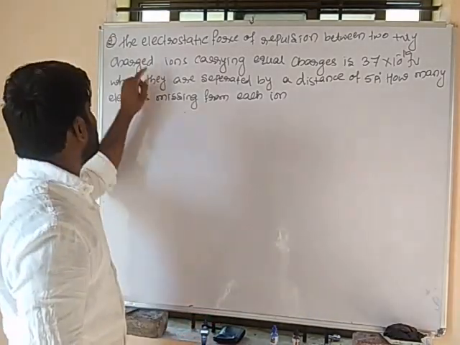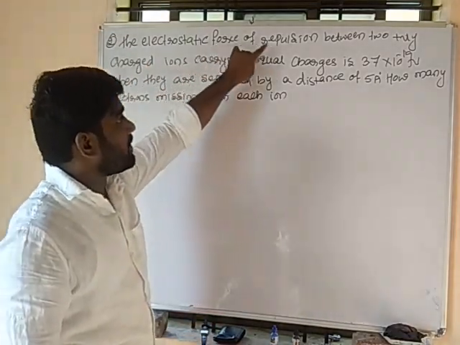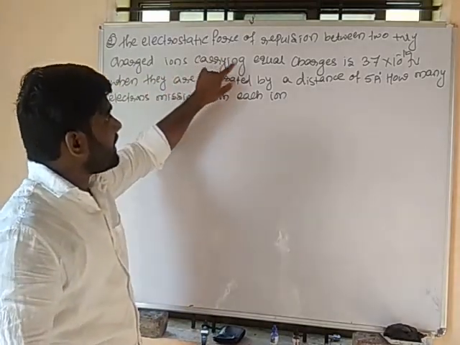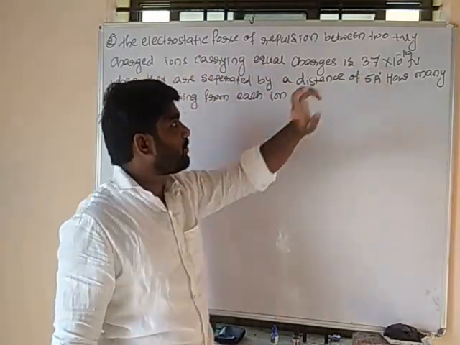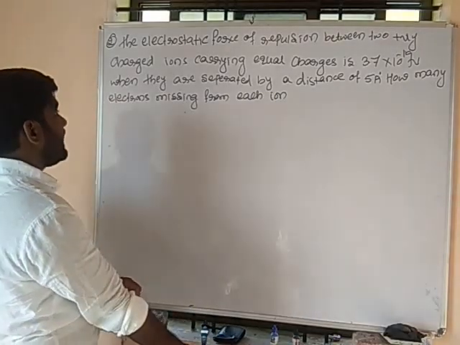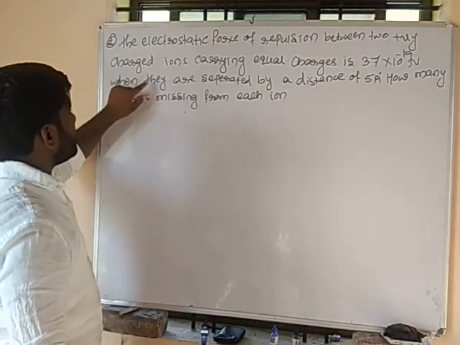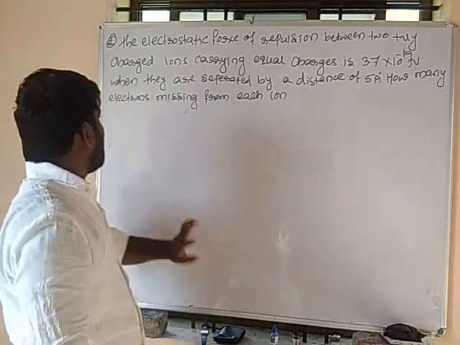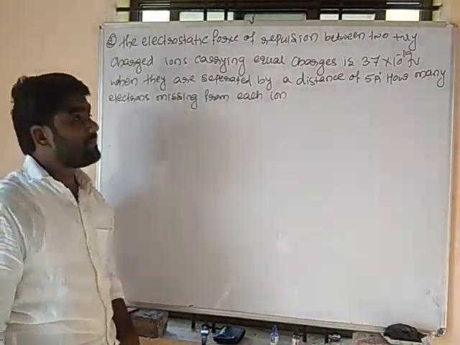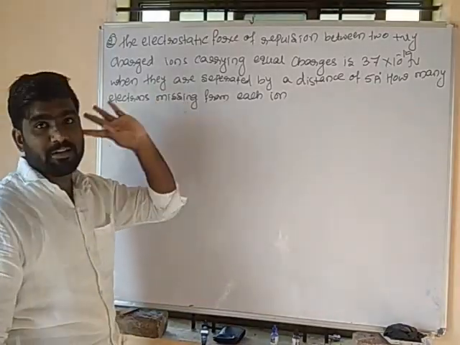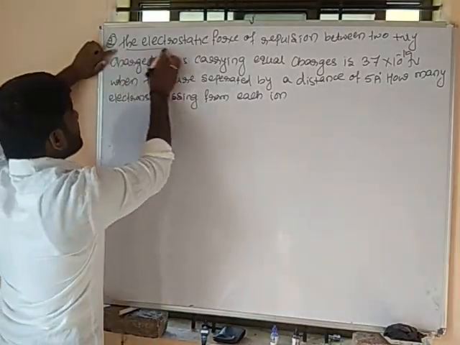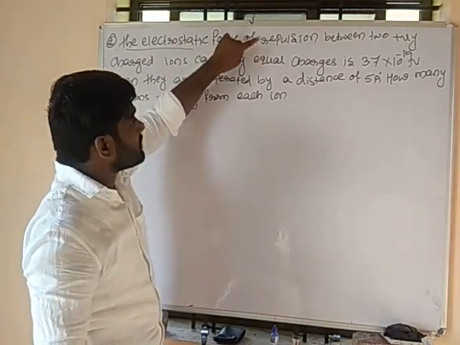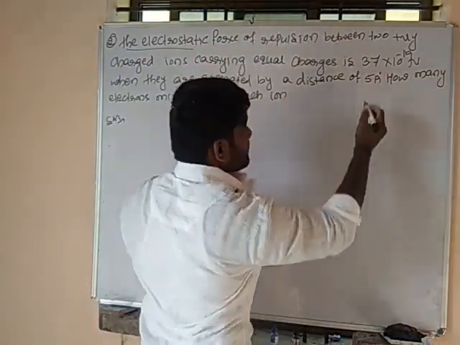The electrostatic force of repulsion between two positively charged ions carrying equal charges is 3.7 into 10 to the power minus 9 Newton when they are separated by a distance of 5 angstrom unit. How many electrons are missing from each ion? See here, what I had given as the solution for this: the electrostatic force of repulsion between two positive charges.